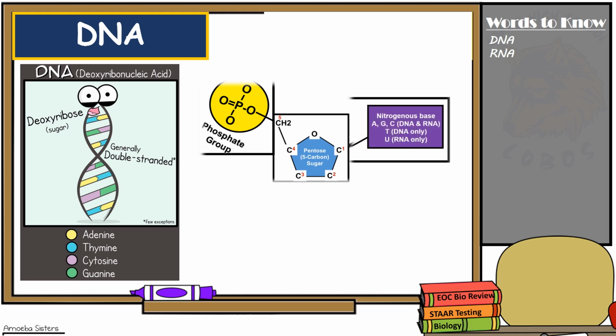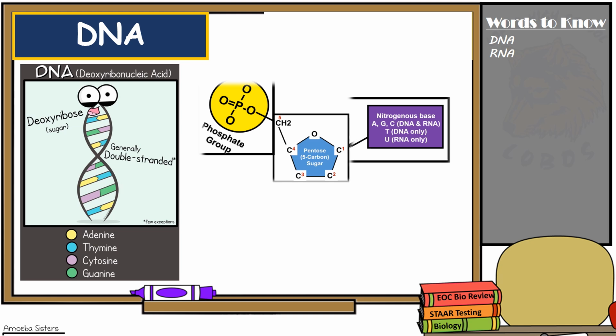There are 4 bases in DNA, which are adenine, thymine, guanine, and cytosine. Scientists often refer to these bases by the first letters of their names. A for adenine, T for thymine, G for guanine, and C for cytosine.